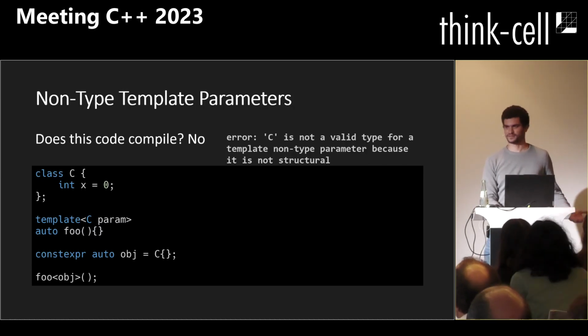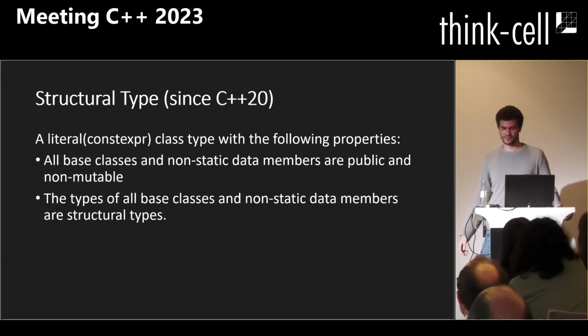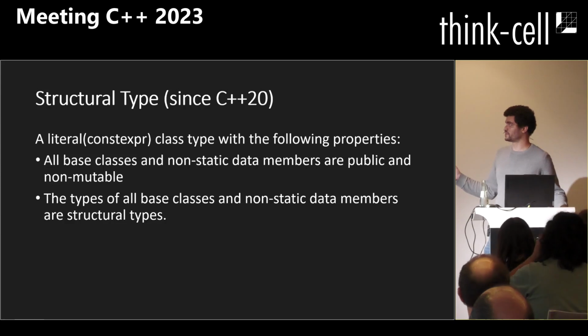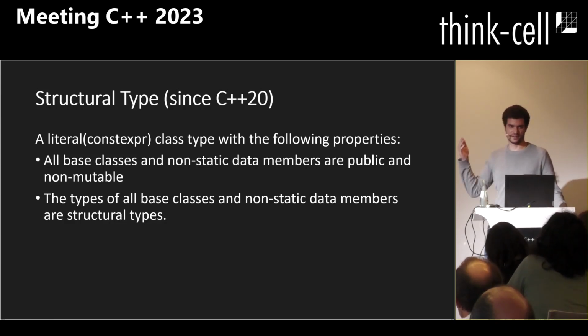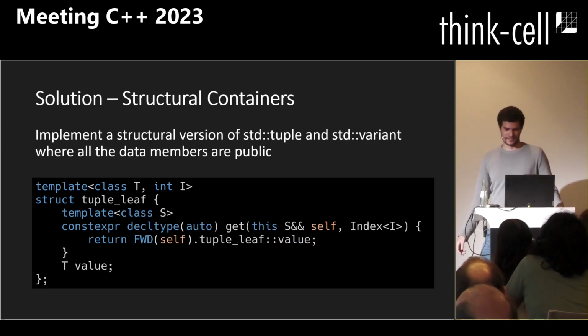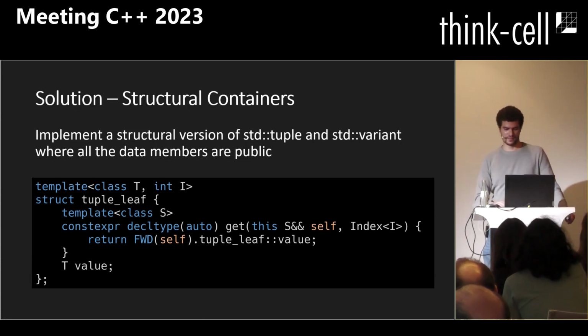C is not a valid type for non-type template parameter because it is not structural. In C++20, the definition of structural type was modified to include constexpr variables of class type, but they must have these two following properties. All base class and non-static data members must be public and non-mutable. So all direct data members must be public. And also, all types of the base classes and non-static data members must be structural. So the entire composition tree must be public. So if you have even one nested non-public data member, you cannot use it as a non-type template parameter. std::tuple and variant are not structural types because they have private data members. So I had to write my own basic version of them so that they can be used as a non-type template parameter. It took less effort and code than I expected, thanks to deducing this.